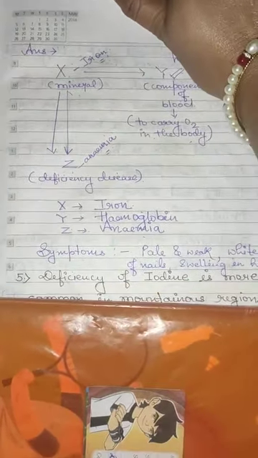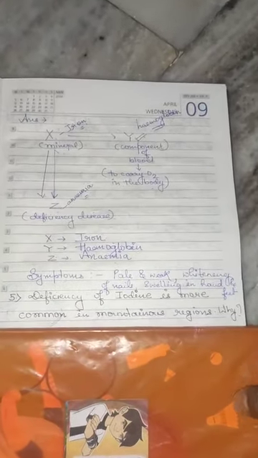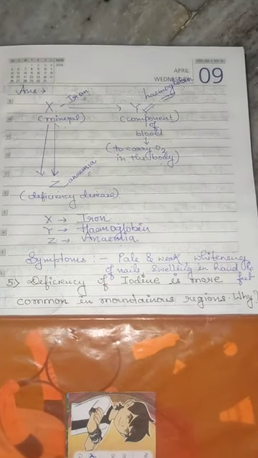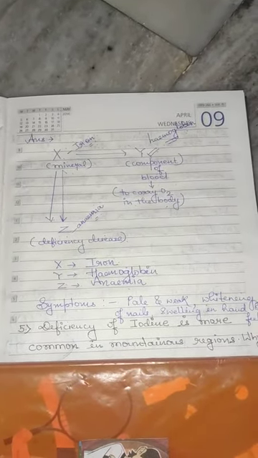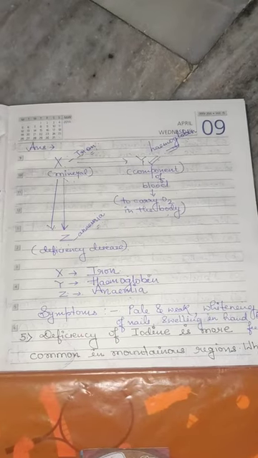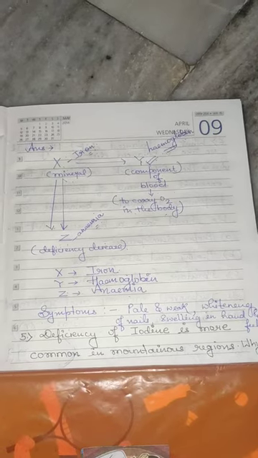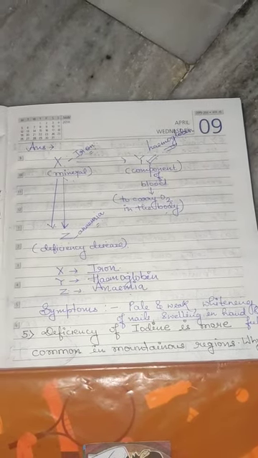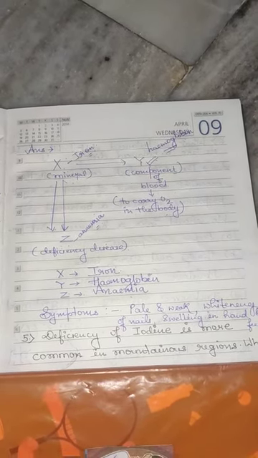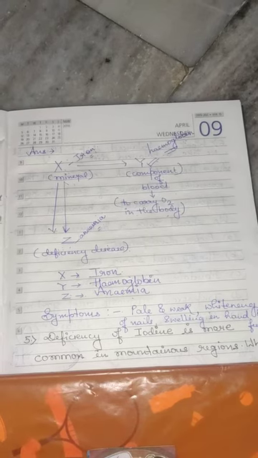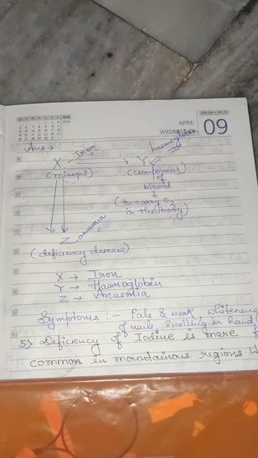Next, question number 5: deficiency of iodine is more common in mountainous regions. The people who live in the mountainous regions are devoid of iodine mostly because they do not take seafood, as well as the water and the soil of that region are very poor in iodine content due to the leaching of the glaciers. Hence the deficiency of iodine is more common in mountainous regions.